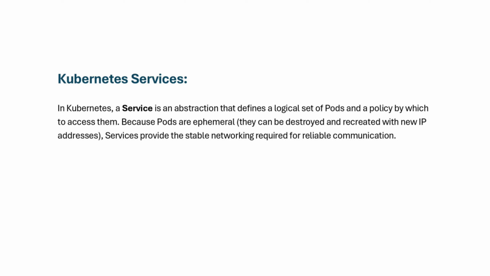The topic is understanding Kubernetes services. In Kubernetes, a service is an abstraction that defines a logical set of pods and a policy by which to access them. Because pods are ephemeral, they can be destroyed and recreated with new IP addresses. Services provide the stable networking required for reliable communication.